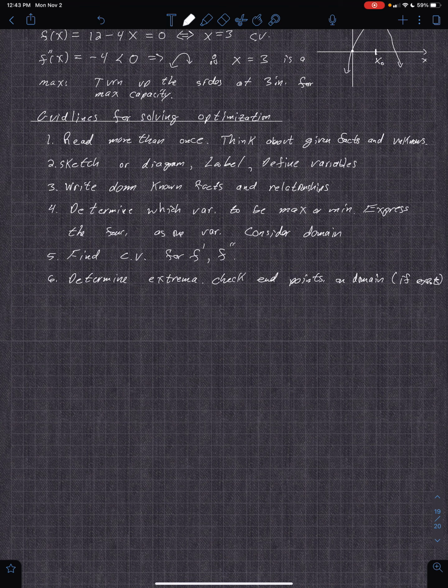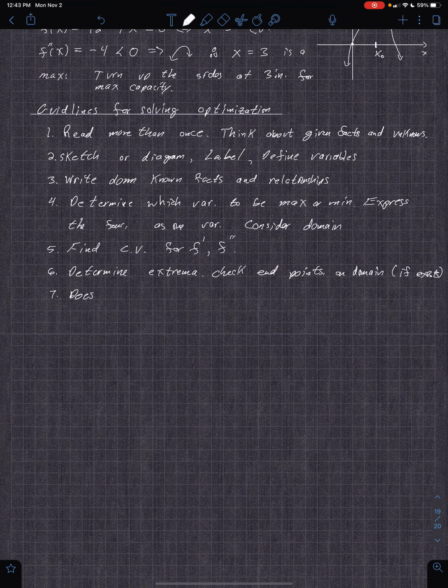It may not. And then after all that, number seven, ask the question, does this make sense? And then number eight, answer in a sentence. But I'm going to focus on seven for a second. Does this make sense? You don't want to get a turtle that's walking at 5,000 miles per hour. That just wouldn't make sense. You want to make sure whatever you're getting makes sense. If you're talking about area, it can't be negative, that kind of stuff.